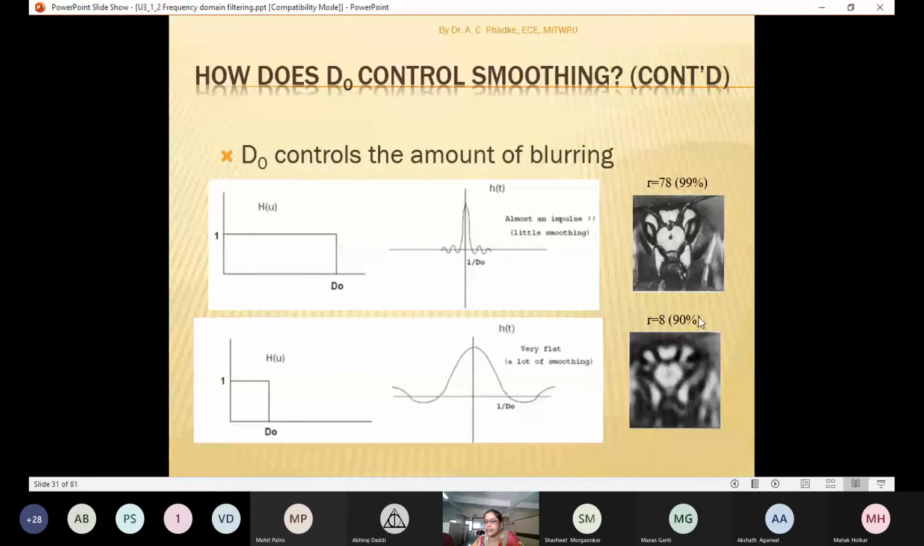And if you look at this second picture, here only 90% power is retained, and this is equivalent to a radius of 8. If you compare these two pictures, which one is more blurred in nature? Please type your answer in the chat box. Which one is more blurred? Upper one or lower one?